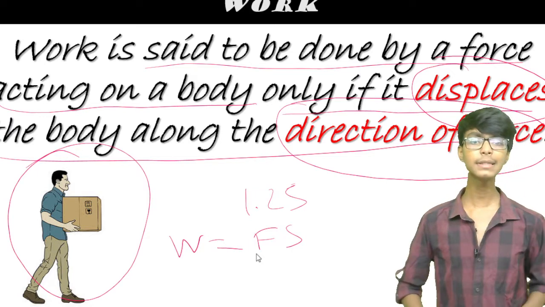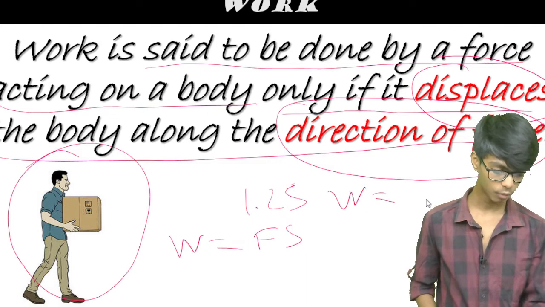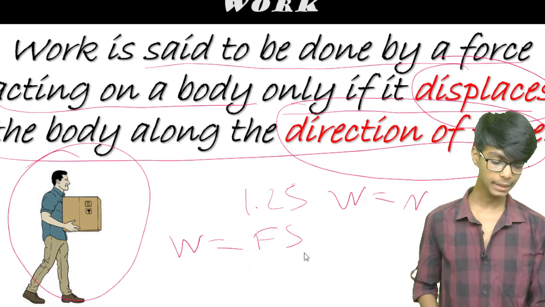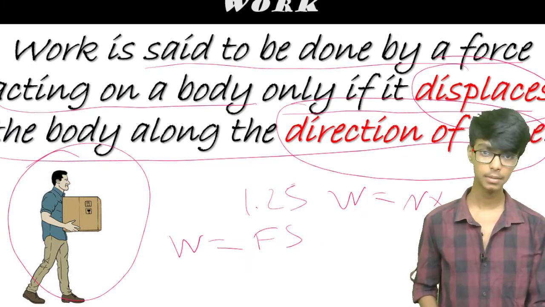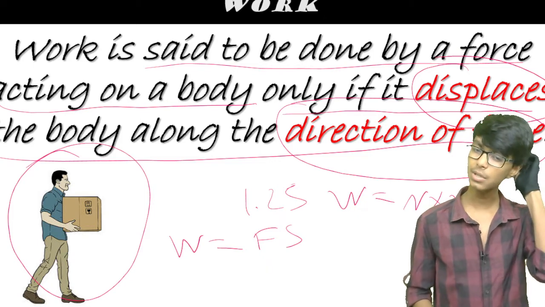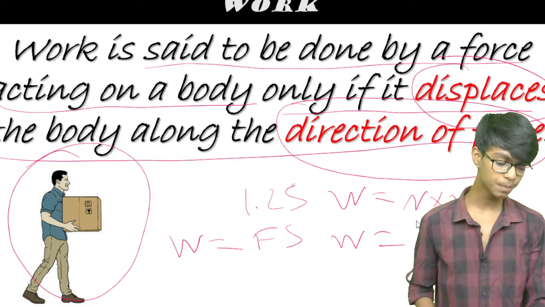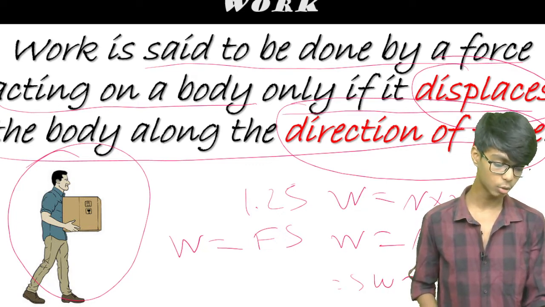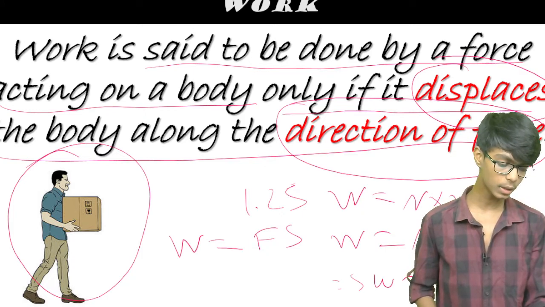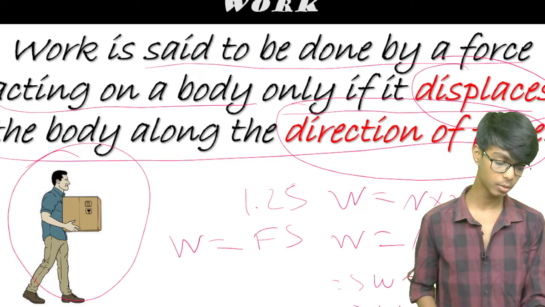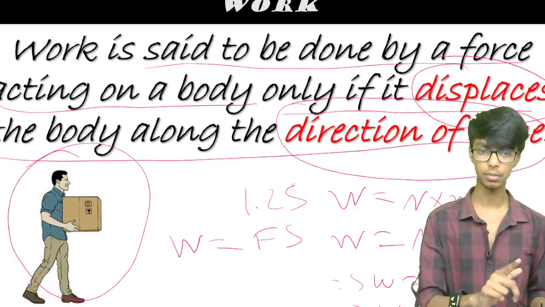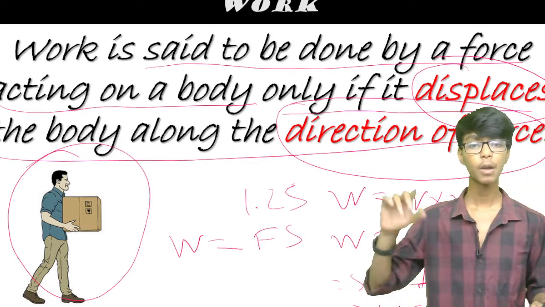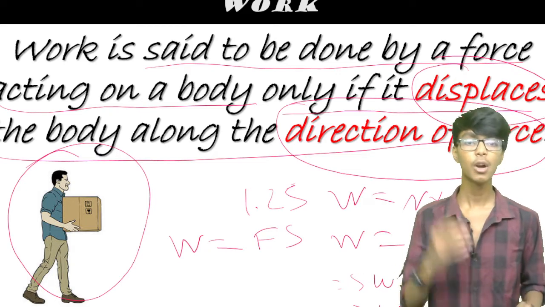So where does this joule come from? Here look, W equal to force times displacement. The SI unit of force is Newton, and the SI unit of displacement is just distance, meter. So W equal to N into m, that is Nm, equal to joule. So we can say that 1 Nm equal to 1 joule. So the SI unit of work is joule.